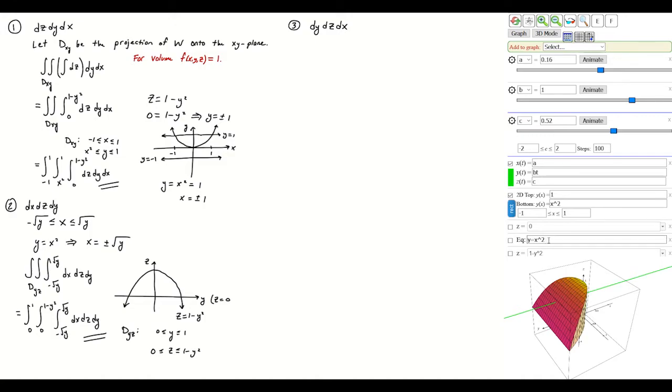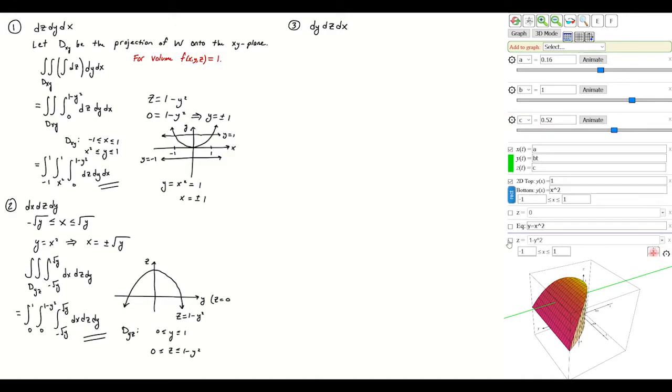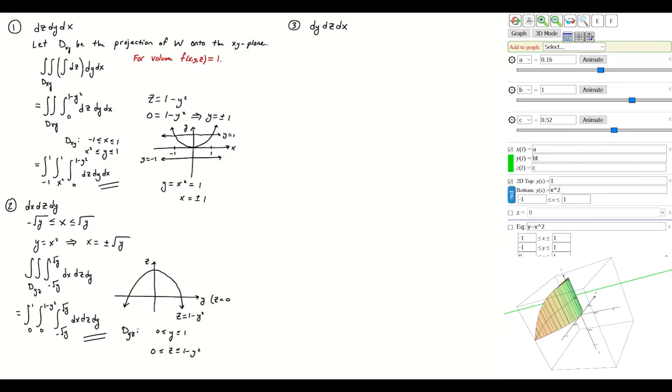So this surface, which is z equals 1 minus y squared, would be our top surface. And then our rear or bottom surface would be this surface right here. You can take a look at that. It's coming out the back.